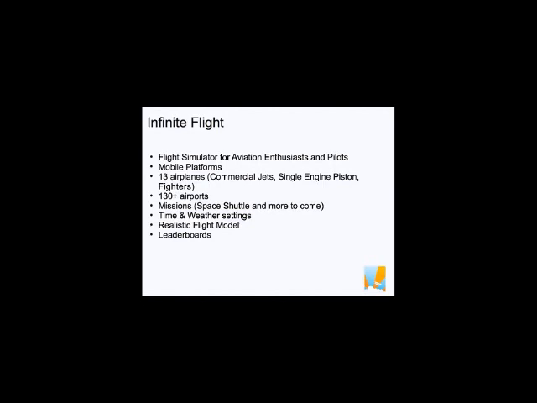In terms of features, we have 13 airplanes coming in the next version, ranging from commercial jets like the 747, the Airbus 380, 321. We have the new 787. In terms of single-engine pistons, we have a Cessna 172, Cirrus SR-22, and we have funky planes like the FA-18, and the Supermarine Spitfire, and heavy, like this C-17, a heavy military transport airplane.